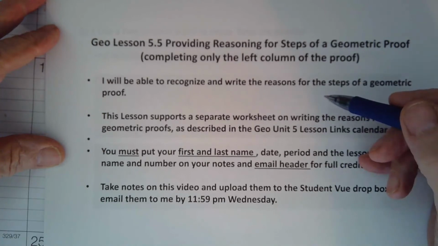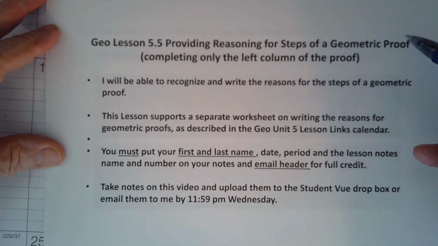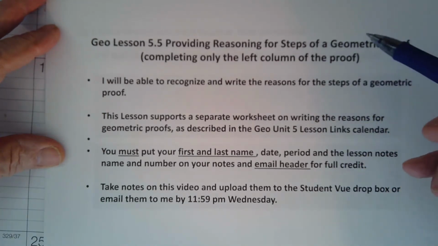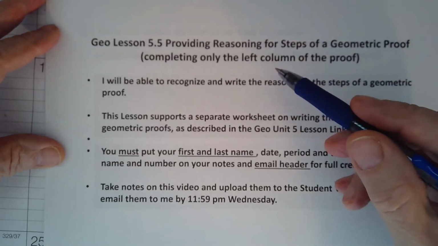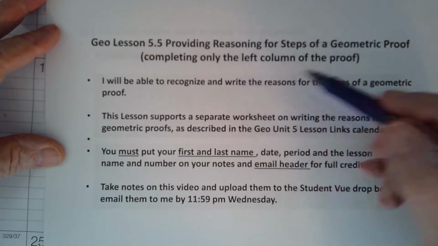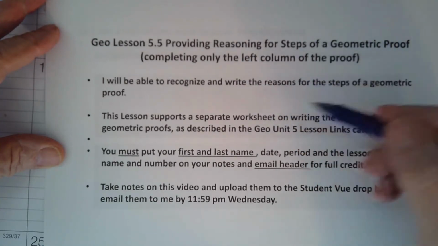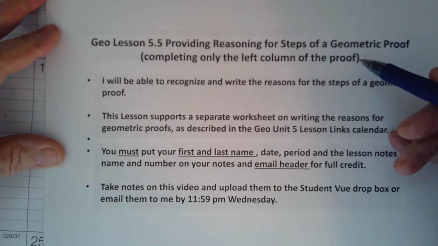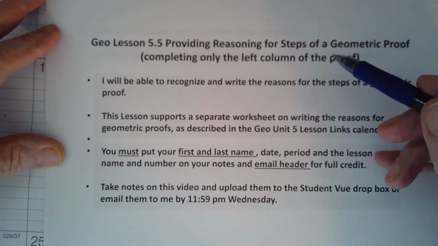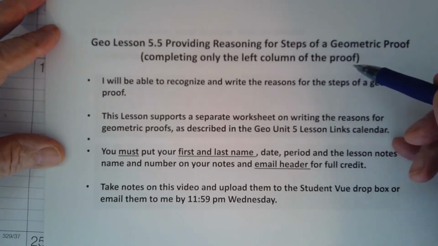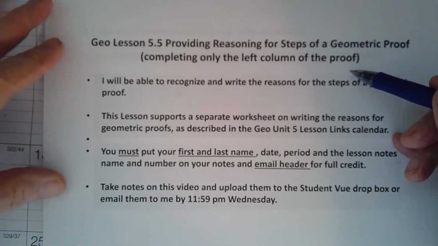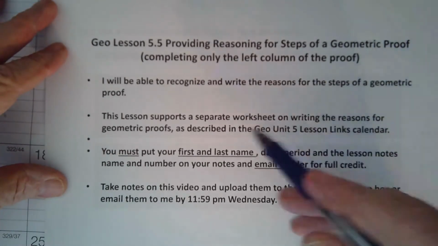In 5.4, which I just gave you, we did a geometric proof. It was a two-column proof, but the statements on the left side were filled out, the reasons were not on the right. Now we're reversing that here in lesson 5.5. This is another geometric proof, but this time we're completing the left column of the proof because the right column, which contains all the reasons, is already there. And so that's a little bit trickier, but it still can be done.